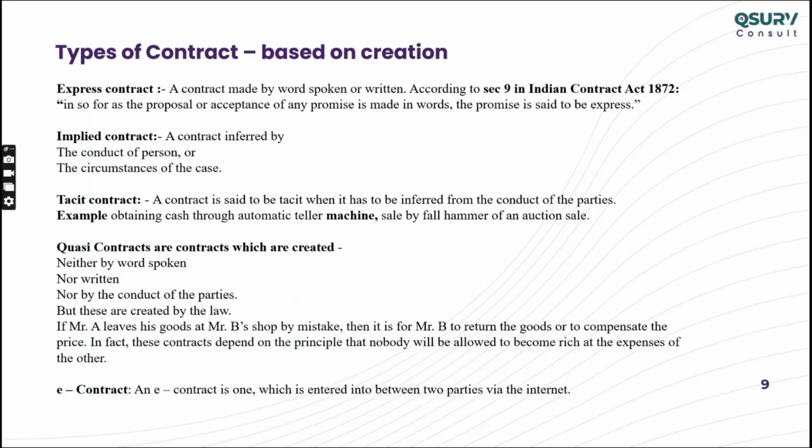A contract is said to be tacit when it has to be inferred from the conduct of the parties, but at the same time by the silence. I will give you an example, then we'll understand. A contractor submits a cost proposal, he starts the work, and you didn't approve it. Okay, you are a consultant or you are a client.